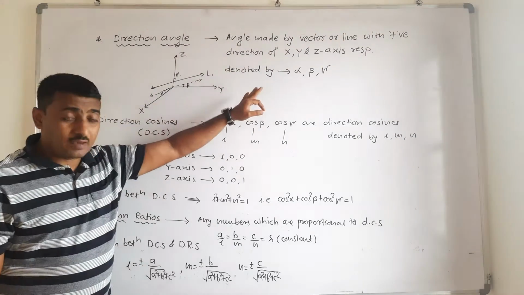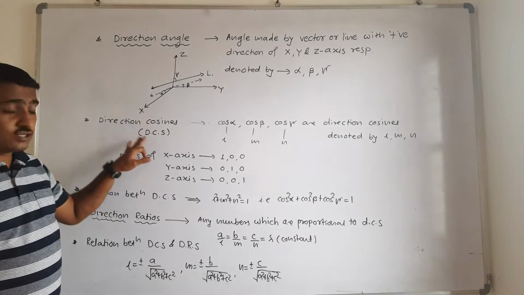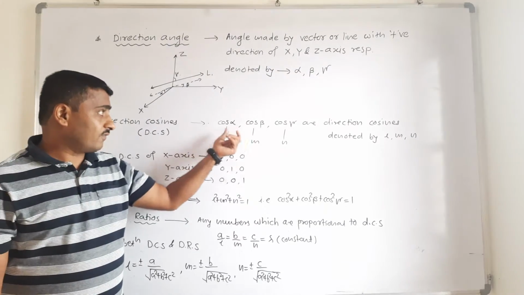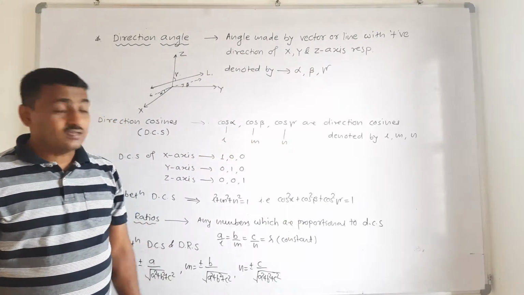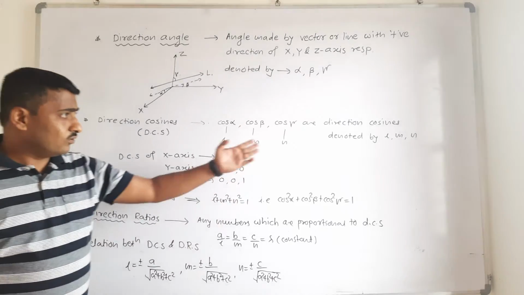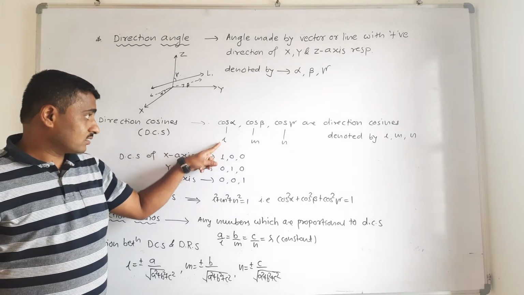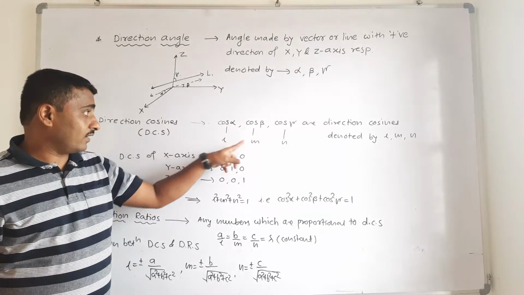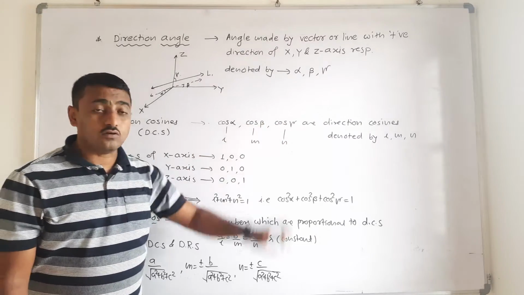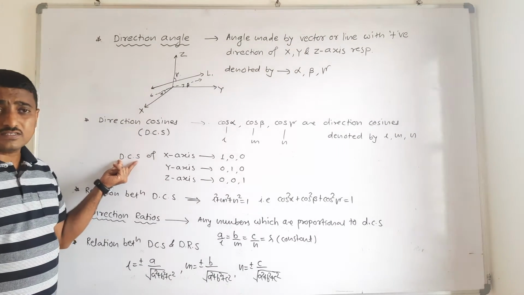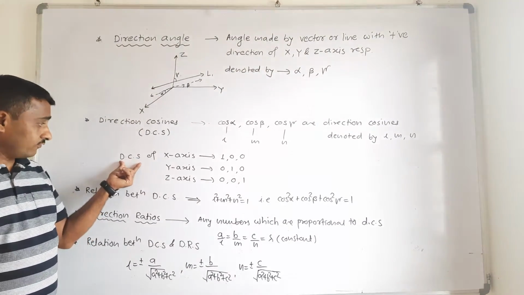If alpha, beta, gamma are the direction angles, then direction cosines are nothing but just taking its cosine. Cos alpha, cos beta, cos gamma are the direction cosines denoted by small letters l, m, n. That is, l is cos alpha, m is cos beta, and n is cos gamma respectively. That is DCs. DCs means direction cosines, short form.